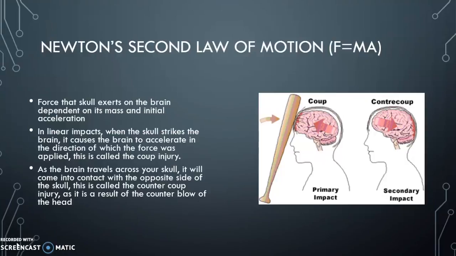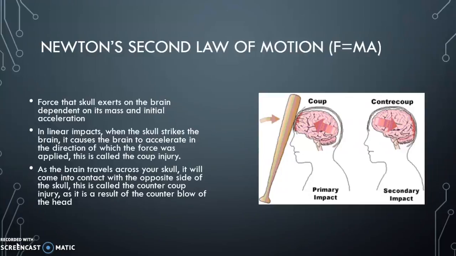Newton's second law. The simplest law that applies to concussions is the second law of motion. The force that the skull exerts on the brain depends on its mass and initial acceleration. However, during a concussion, there is not one single impact that occurs. The brain can collide with the skull multiple times in different areas.